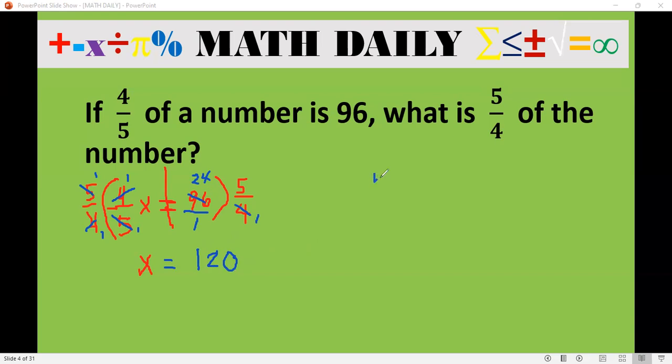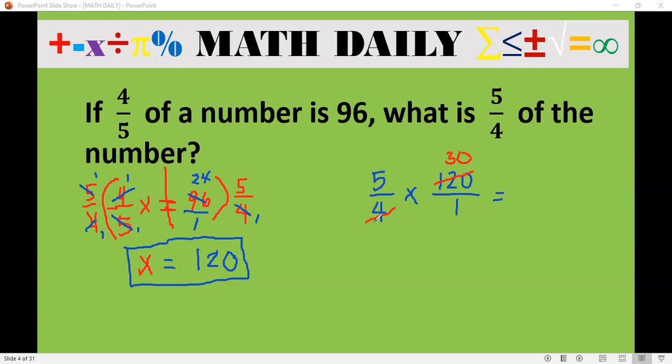So this means that we are getting 5/4, and we are multiplying this by 120, because this is the value of the number that we obtained. If you are going to do that, we will change the 120 to 120/1 so as not to be confused with the numerator and the denominator. By doing this, we can do the cancellation process again, because 120 and 4 are divisible by 4. We get 30 after dividing 120 by 4.